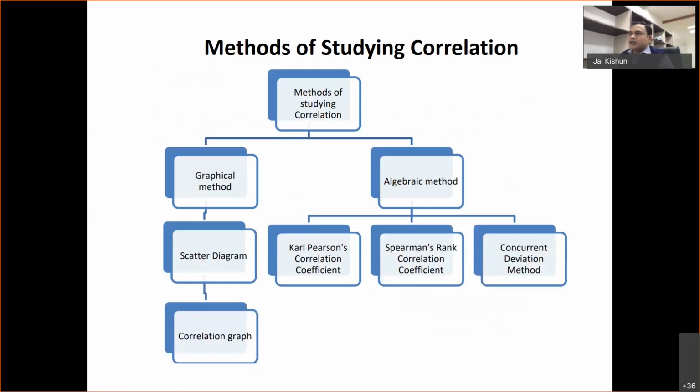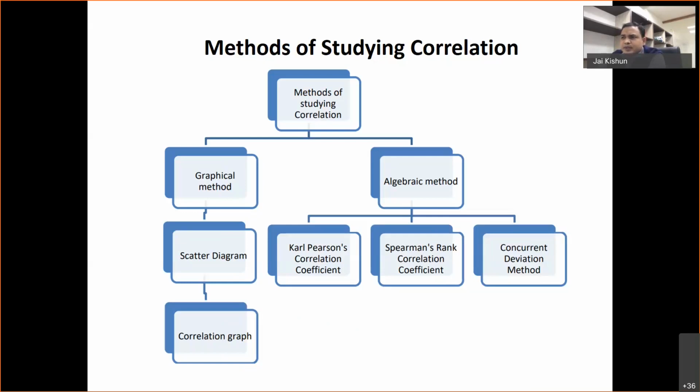Now come to the methods of correlation. Basically we have two methods. One is the graphical method and another is the algebraic method. In the graphical method, basically we are using the scatter plot. We have also discussed the scatter plot when we discussed the graphs in SPSS.